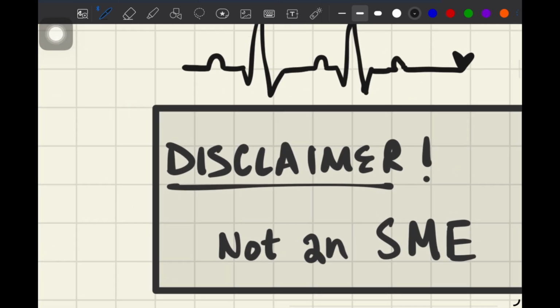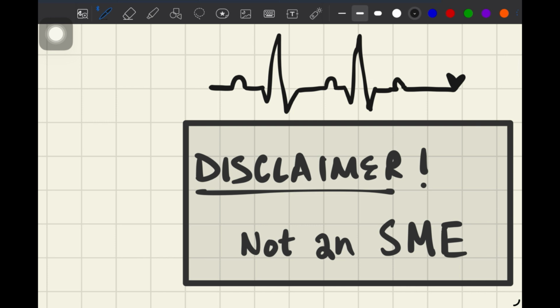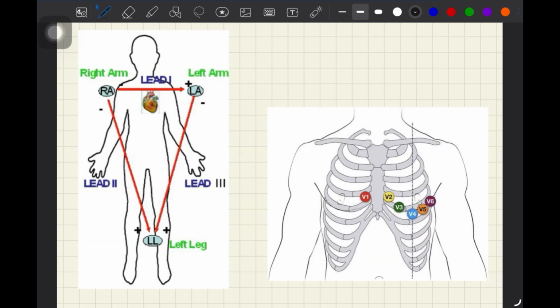A small disclaimer, I am not an SME, just a junior doctor who likes teaching. I'll discuss the absolute basics in full speed because you probably already know this.